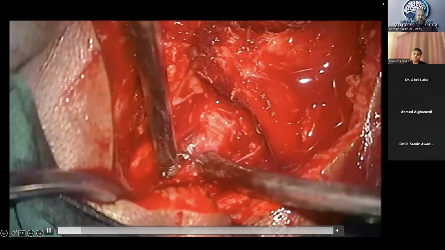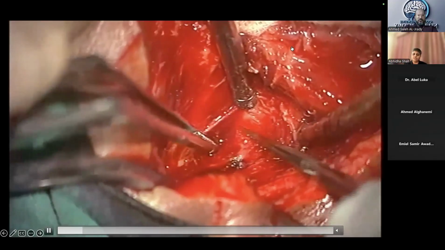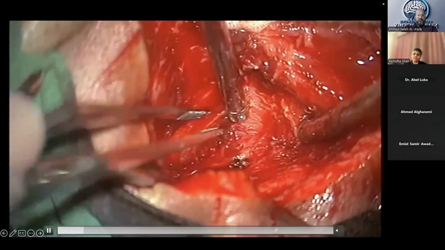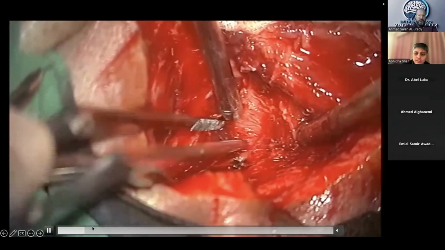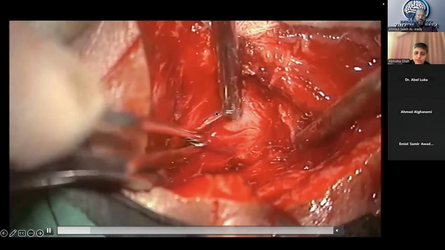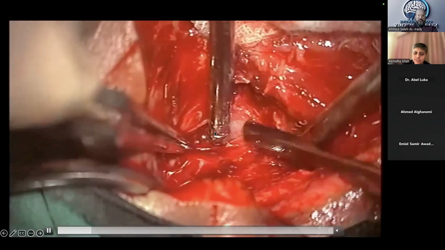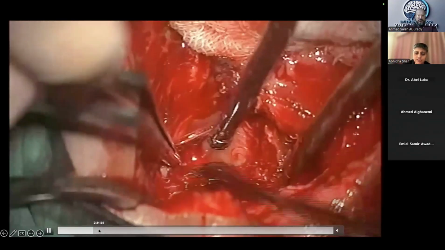Then you open it, you separate the muscles by subperiosteal dissection. This is the C2 spinous process. Then you separate these tissues and you identify the lamina of C2. So this is the lamina of C2 and you trace the lamina of C2 into the pars and pedicle of C2. So once you start tracing this region, you can trace it and you will reach the C1, C2 joint.